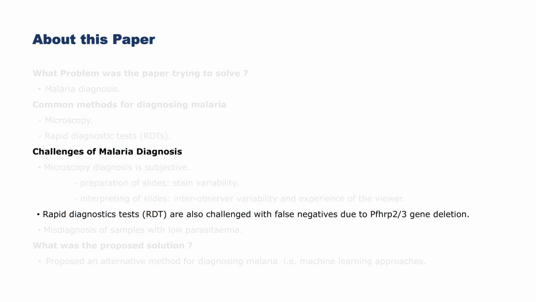Rapid diagnostic tests are also faced with the challenge of false negatives. And there are a number of reasons why we can have false negatives. And one of them is the deletion of the PfHRP2 and 3 genes. Now, PfHRP2 and 3 are proteins that are found in the Plasmodium parasites. And this is what the RDTs use to detect the parasites in the blood. But over time, some of these parasites have evolved to not have the proteins being expressed in their genomes, and therefore the RDTs are unable to pick these parasites up, even though they may be in the blood.